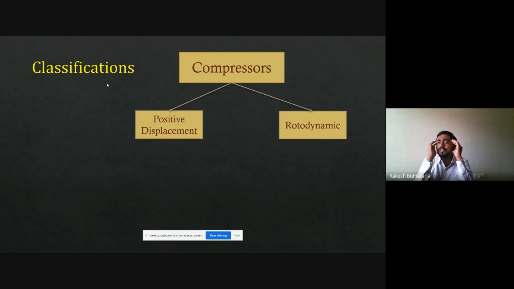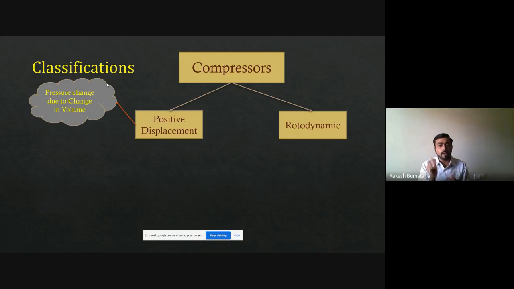Based on this principle, if we design any compressor, then such a compressor is known as a positive displacement type compressor. What is positive displacement? Let me repeat again. A compressor in which pressure is produced due to change in volume is known as a positive displacement type compressor. Based on that principle, many engineers have designed positive displacement type compressors.